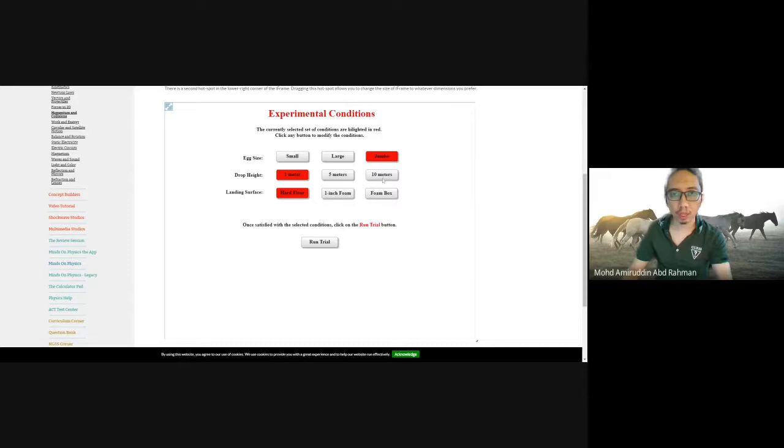Okay, so that's in terms of changing the egg size and also the drop height. But if you want to retain those two and then change the landing surface, that could be another set of experiments as well.